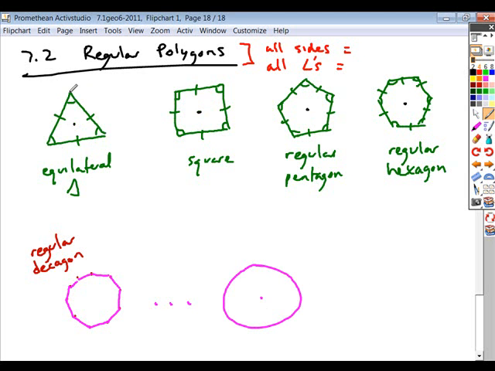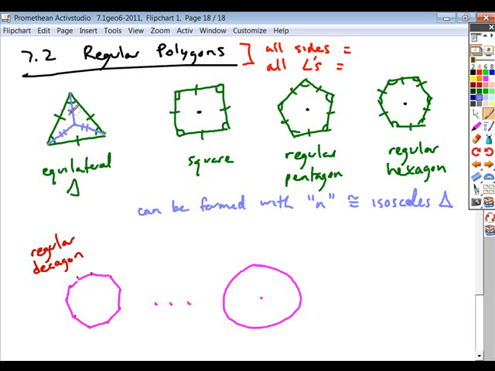Okay. And then there's one other thing to keep in mind, and that is any regular polygon can be formed with n, where n represents the number of sides, congruent isosceles triangles. Okay, what that means is if you draw or connect each of the vertices of any regular polygon to that center point, you're going to create n number of congruent isosceles triangles.